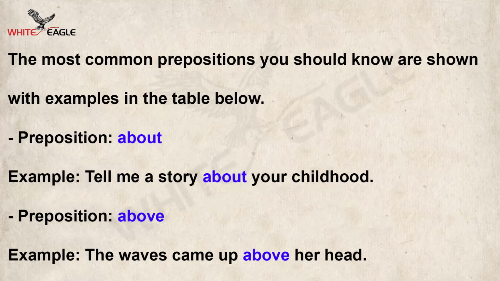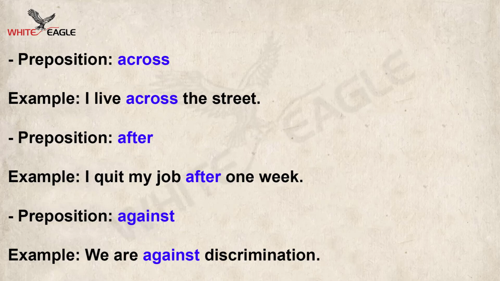Preposition: about. Example: Tell me a story about your childhood. Preposition: above. Example: The waves came up above her head. Preposition: across. Example: I live across the street. Preposition: after. Example: I quit my job after 1 week.